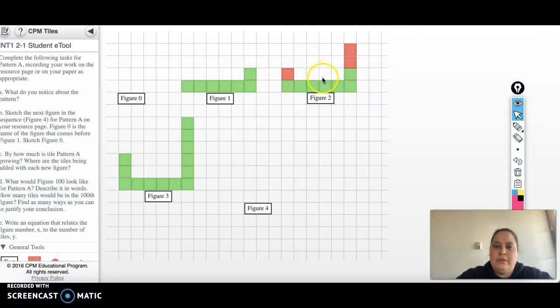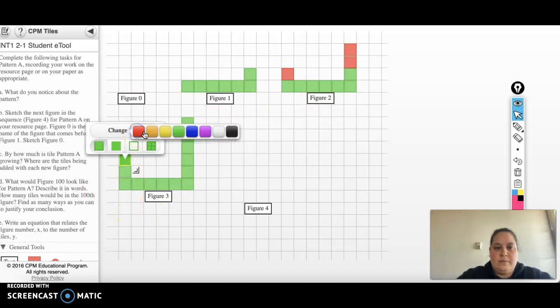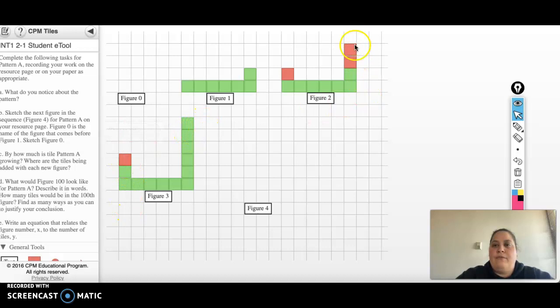Then I'm going to look at figure 2 and 3. What did they change here? Well, it looks like I had 2 here and now I have 3. So they added this one. And then I had 4 here and now I have 6. So it looks like they added this one and this one. Okay, so I'm starting to notice a pattern. They add 1 on this side and 2 on this side.